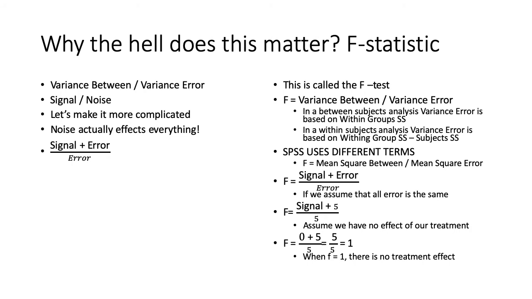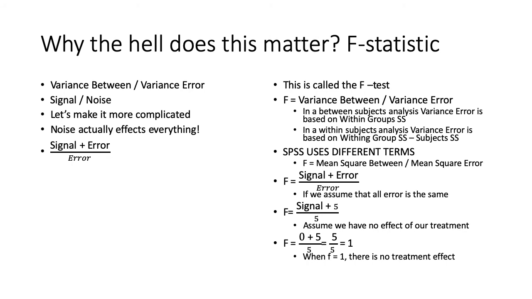So why does all this matter that we were talking about? I didn't really give you context because today I felt like building to the end resolution. So first things first, we have a new statistic called the F statistic, or F ratio, and it is simply the variance between divided by the variance error.